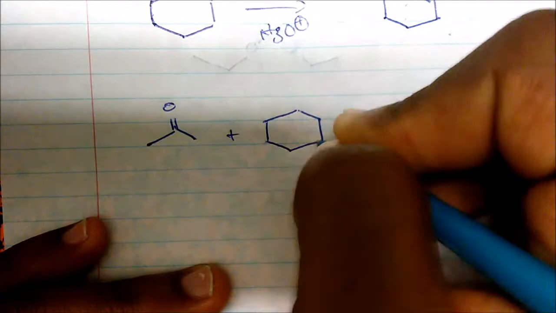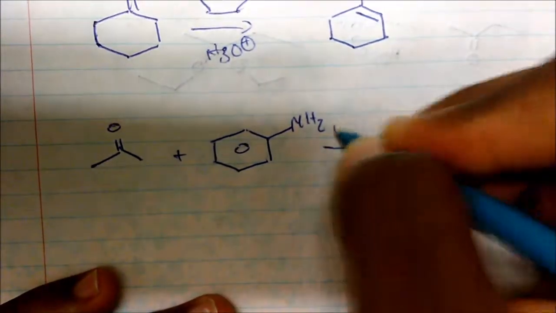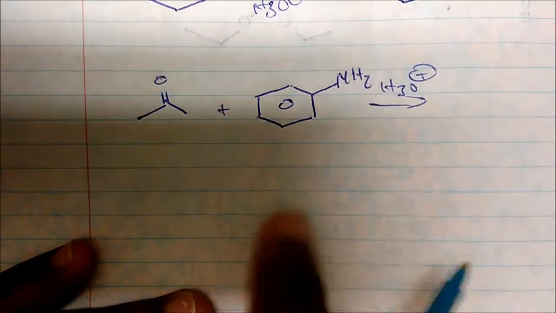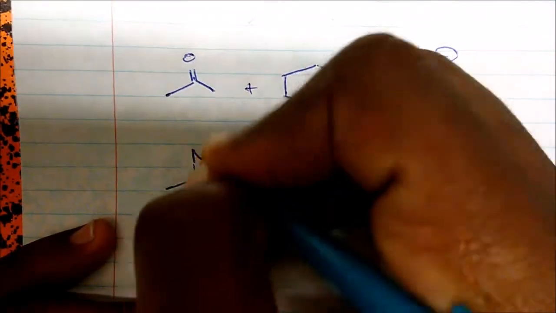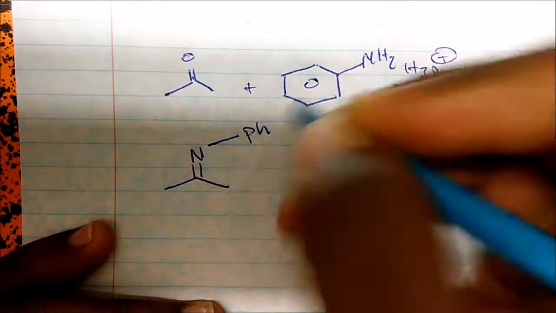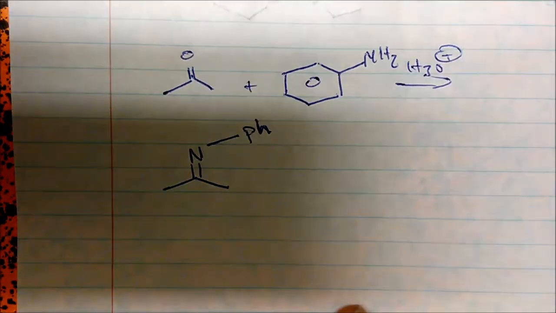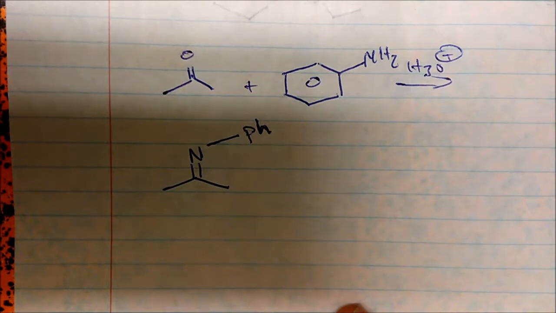Okay, so what if I take acetone again and I react it with aniline? If I take acetone and react it with aniline and some sort of acid, what will I get? Well, we know what we're going to get. Now we can lose two hydrogens. So again, the product should look something like this. We're going to lose our oxygen, and we're just going to draw the phenyl group. In this case, I'm just going to write Ph to save space. Okay, so that's what will happen in this case.